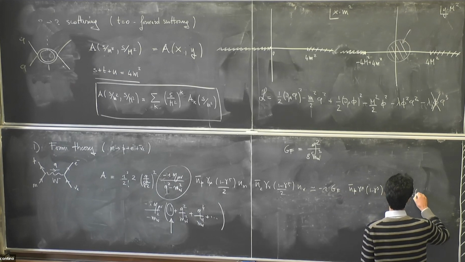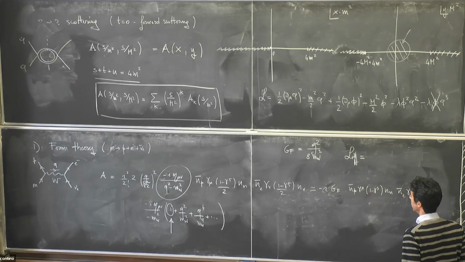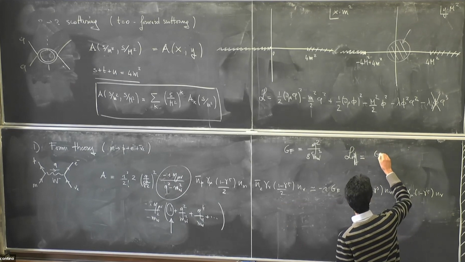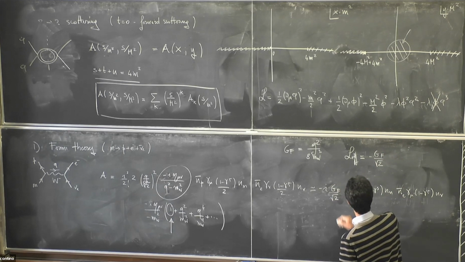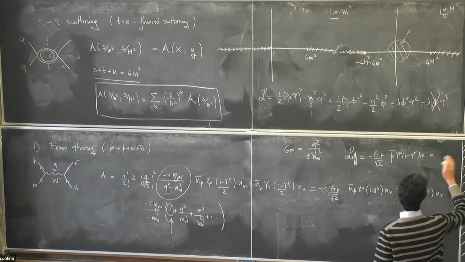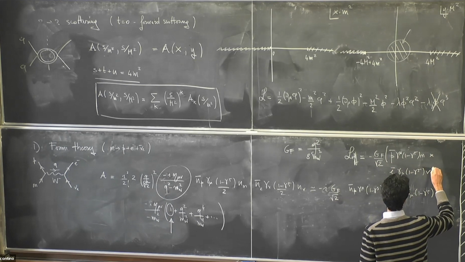So basically, your effective theory, apart from the kinetic terms describing the light particles, when the energy is much below the mass of the W, is the one in which you have G Fermi divided by square root of 2. That's the definition, the fact that it's square root of 2, times p bar gamma mu (1 minus gamma 5) n times e bar gamma mu (1 minus gamma 5) neutrino.